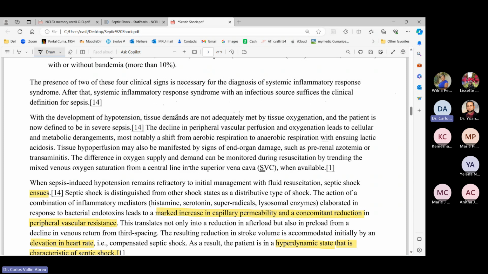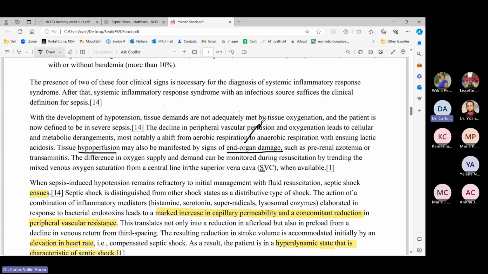Well, with the development of hypotension, tissue demands are not covered in oxygenation. The patient is now defined as having severe sepsis. The decline in peripheral vascular perfusion and oxygenation leads to severe metabolic derangement, and you have an anaerobic condition, ensuring the production of lactic acidosis. Tissue hypoperfusion may also be manifested by signs of end organ damage.